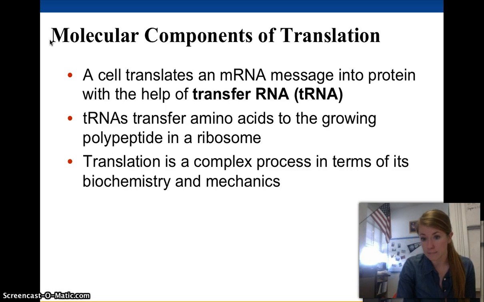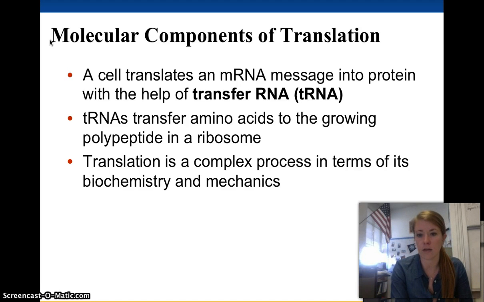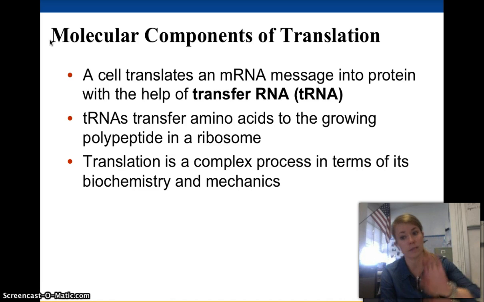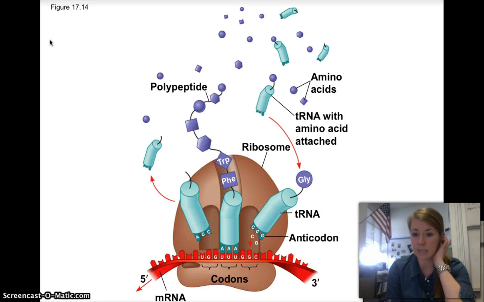Like I said, the translator is this molecule called tRNA, which stands for transfer RNA. And that's what we're going to use to turn our mRNA message into a polypeptide. What they do is the tRNAs read the RNA message, and they bring in amino acids to add to the growing polypeptide chain. It's simple in theory, but it's actually a very complicated process, and we're going to learn all about it. So here's the basics of translation.